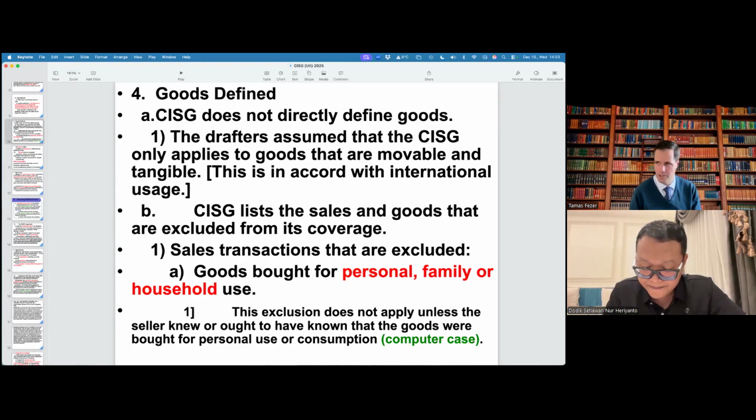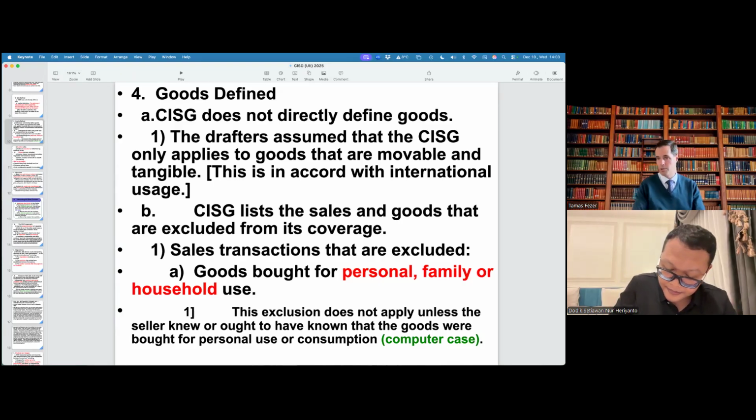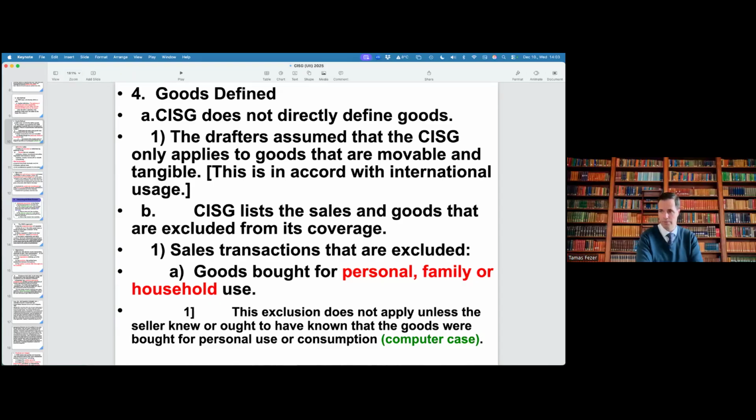Well, thank you very much for the summary. So one more thing about the scope, goods. What type of goods can be subject to a sales contract which is under the scope of the convention? It's also not directly defined. In fact, the convention only provides for a negative list. What type of goods are not considered to be regulated by the convention?